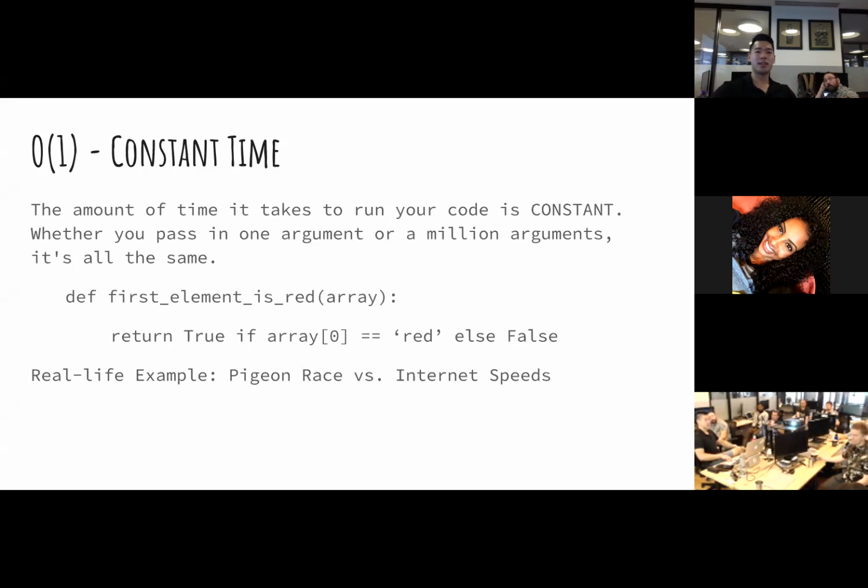O of 1 is basically saying I'm taking the first person. So you can have a line as long as you want to meet the president. I'm just taking the first person. That person's going to meet the president, and that's it.